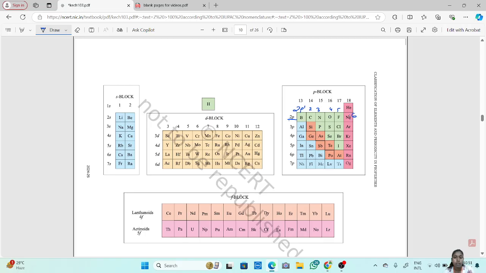As you know, p orbitals will be completely filled when there are 6 electrons in the p orbitals, 10 electrons in the d orbitals, 14 electrons in the f orbitals and 2 electrons in the s orbitals. Once they start getting filled up and they completely fill, that part is that particular block.